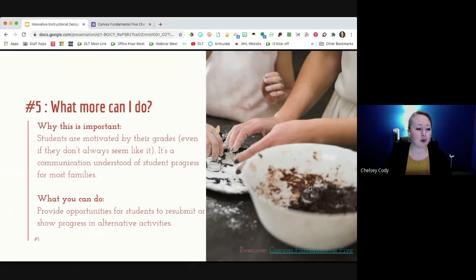Just like we said before, students are motivated by their grades, okay? Especially when we start getting into those grades where students can be in activities and extracurriculars, those grades have a lot of influence on what they can and cannot do, and they influence their future. It's a language that our guardians and families will understand, the percentages and the grades. What you can do is maybe provide opportunities for students to resubmit or make up that work, or even provide those extension activities.